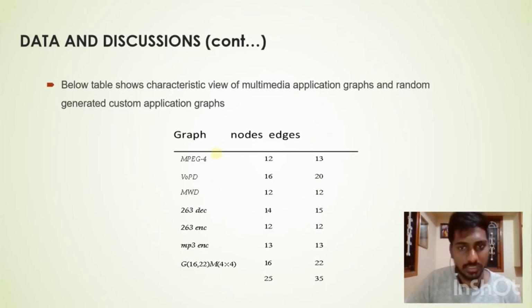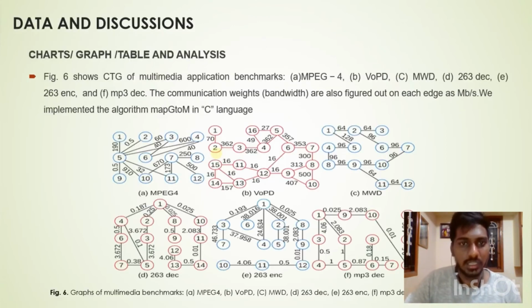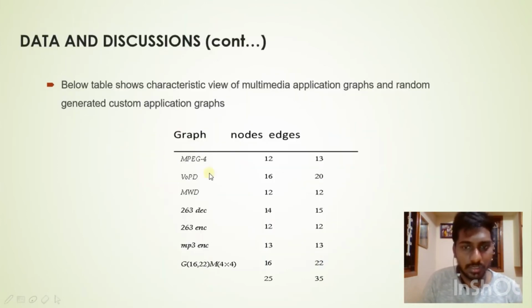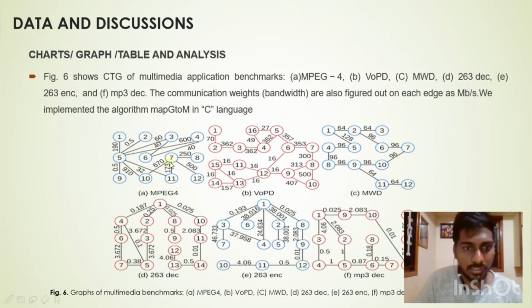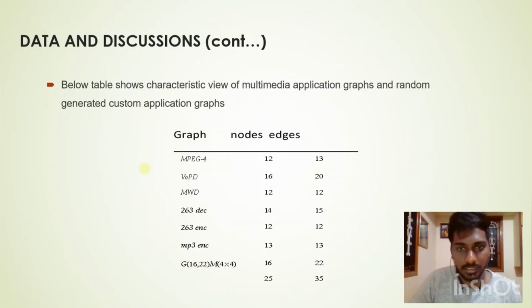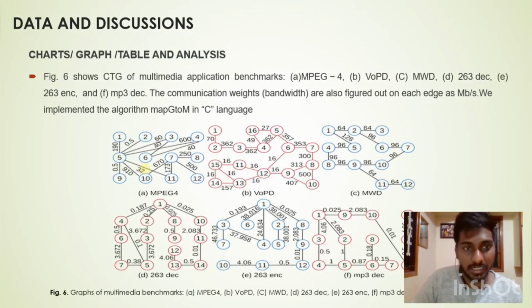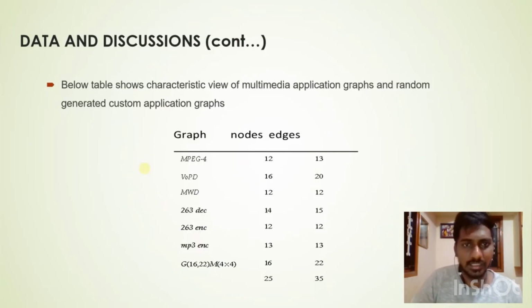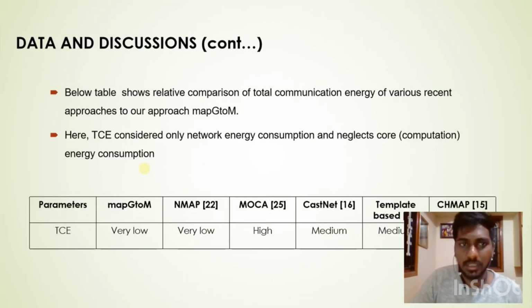And what are the data? There are 12 nodes in MPEG 4. There are 12 nodes and 13 edges. In VOPD, 16 nodes and 20 edges. We can see in this figure that MPEG 4 has 12 nodes, and VOPD has 16 nodes. But the edges, the interconnections between them, are 13 in MPEG 4, and VOPD is 20. We can easily say that these are the nodes and edges.